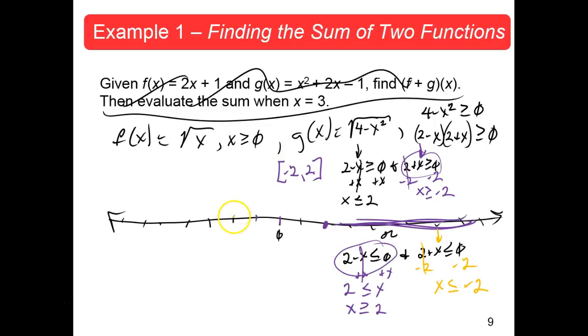Well, let's find negative 2. There it is, and it can be equal, so I'm going to color that in. And x less than or equal to negative 2 is the numbers below that. Now, what do those two have in common? Absolutely nothing. The intersection of those two sets is the empty set. There is nothing in common between those two.